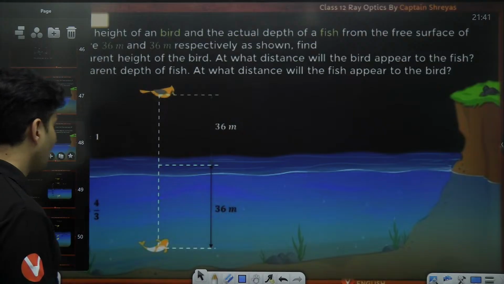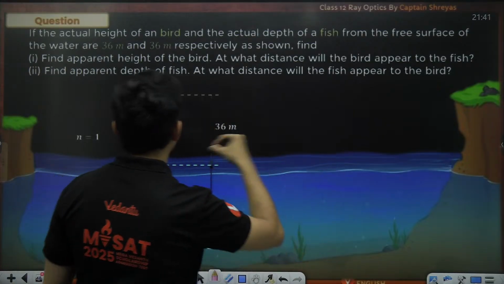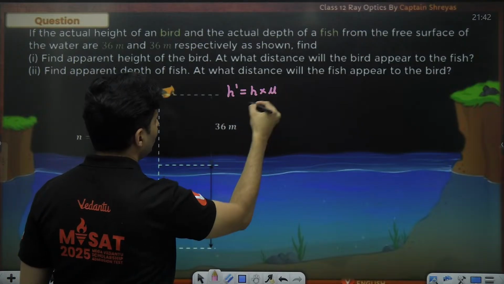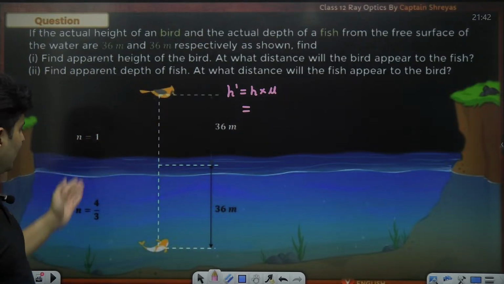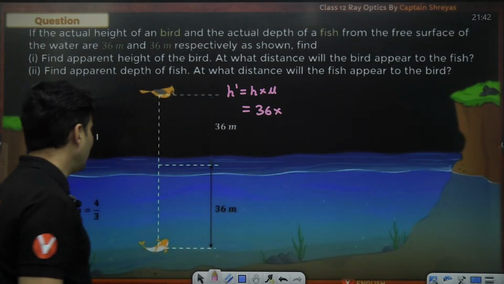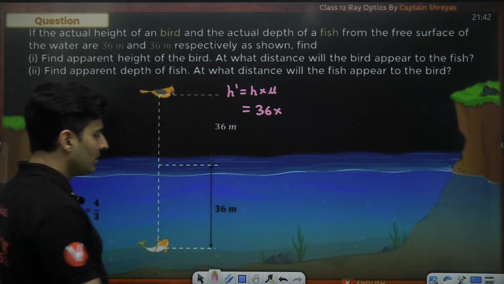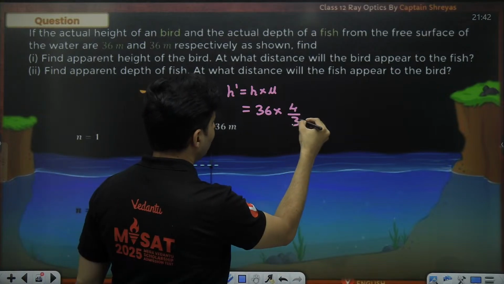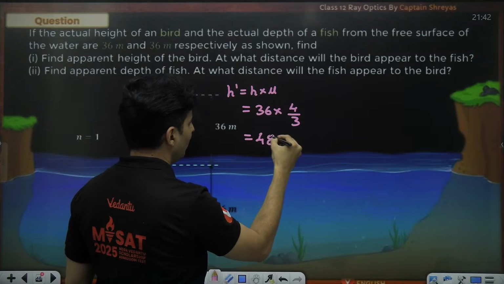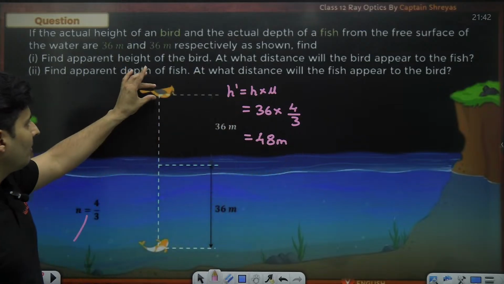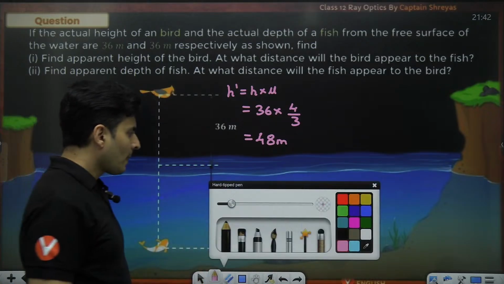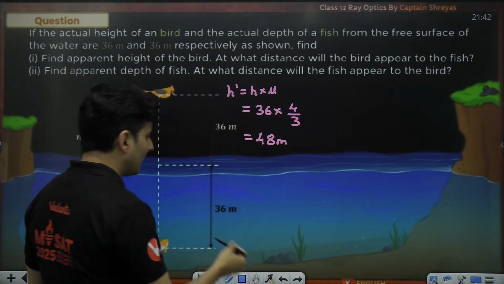Start off with the bird first. The apparent height will be actual height multiplied by mu. Relative refractive index is 4 by 3 only. It's obvious. The actual height is 36, so multiplied by the relative refractive index, which is 4 by 3. 36 by 3 is 12. 12 4s are 48. So this will be 48 meters. So the bird will appear 48 meters away from the free surface. Very straightforward.